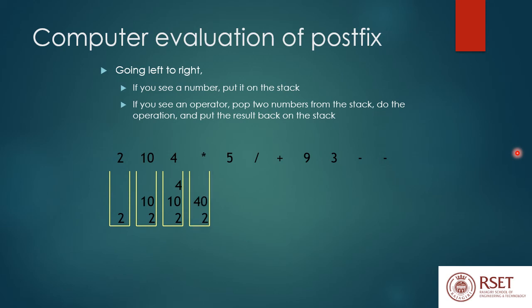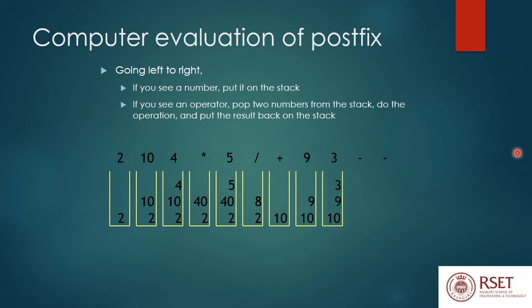Push it into the stack. Next is 5, push it into the stack. A division operator: pop 5, pop 40, do the operation as 40 by 5, which is 8, push it into the stack. Next is plus: pop 8, pop 2, 2 plus 8 is 10, push it into the stack. 9, push, 3, push. Again, you see a minus, so 3 is popped out, the next to top element 9 is popped out. 9 minus 3 is 6, that is pushed in: 10, 6. Then again you see a minus, you pop out 6, you pop out 10, 10 minus 6 is 4.